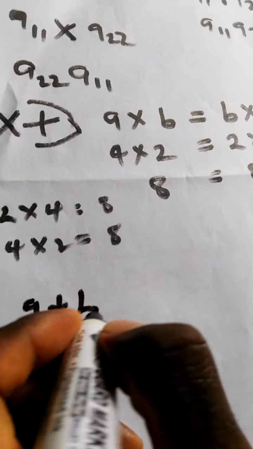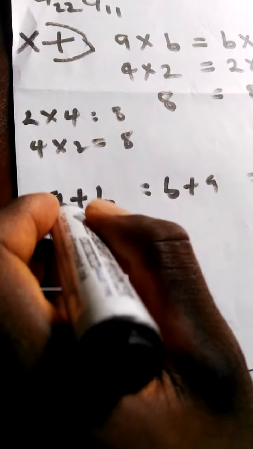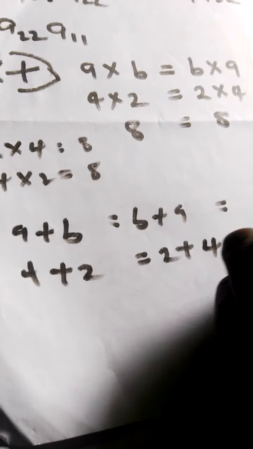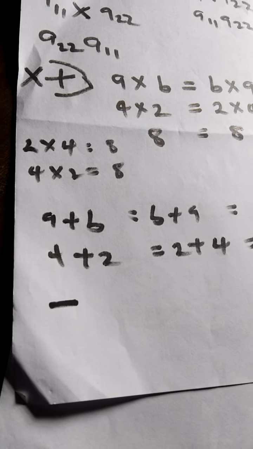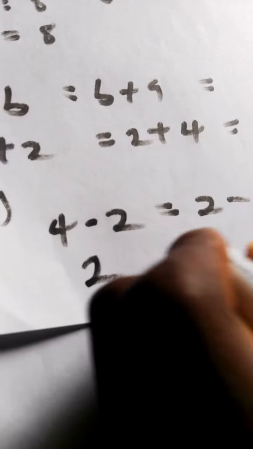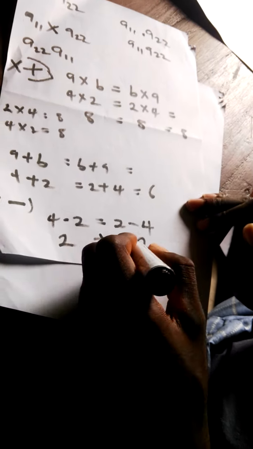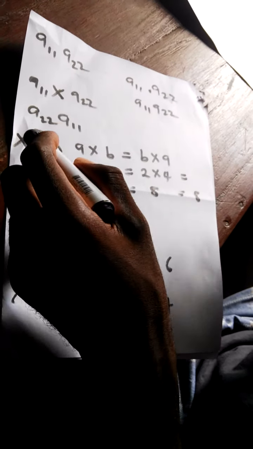The same thing applies with addition. When you have A plus B, it is equal to B plus A. So 4 plus 2 is equal to 2 plus 4. You will still get the same answer, 6. Only subtraction is not commutative. The law of subtraction is not commutative. Try it: 4 minus 2 is not equal to 2 minus 4. You will not get the same answer. This is equal to 2, whereas 2 minus 4 is equal to minus 2. So 2 is not equal to minus 2, it's not the same thing. Now the law of commutativity only works for addition and multiplication.